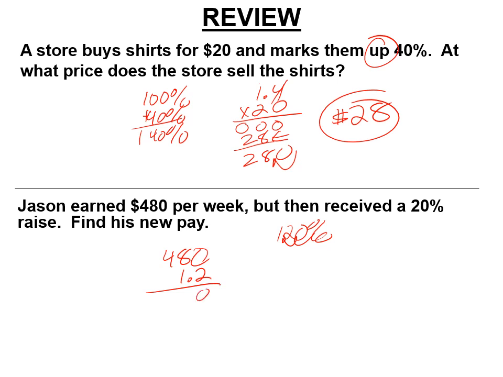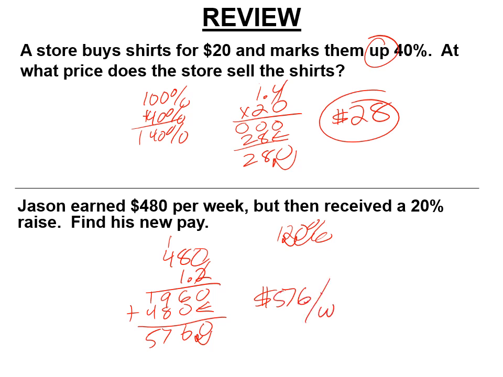There's no point. 2 times 0, 2 times 8 is 16, 2 times 4 is 8, plus 1 is 9. You step over, you multiply by 1. You add up the 2 rows, and you move the decimal once. His new pay per week is $576 per week.